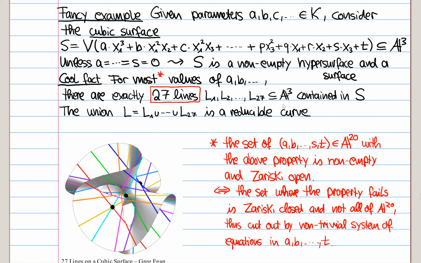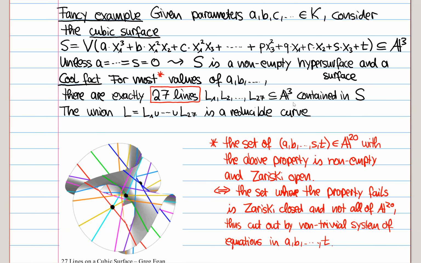A line in this three-dimensional space is simply obtained by taking a one-dimensional vector space through the origin, and then translating it maybe by some vector in k^3. This gives you a line like this. And the claim is, among all of these possible lines, most lines will not lie in the surface, and there's just a finite number, 27 of them, contained in there.